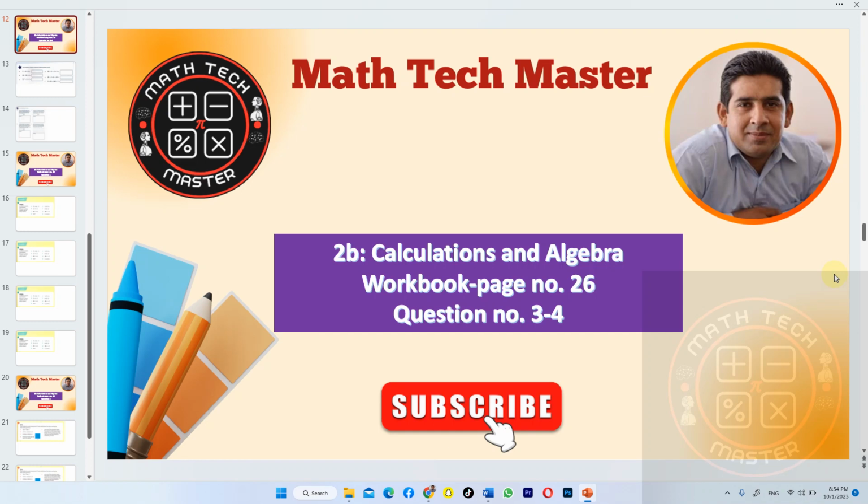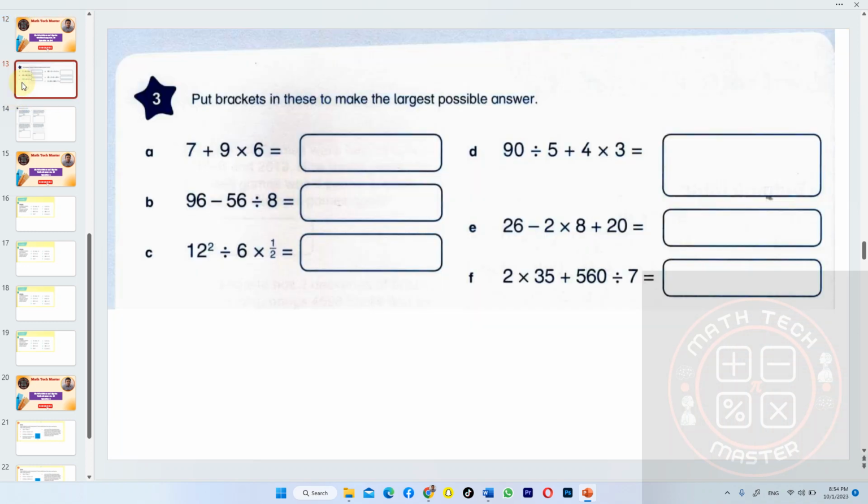And let's move to our next question, question number 3 of page number 26 of our book. Question number 3 says to put brackets in these to make the largest possible answer. We just have to put the brackets in these numbers to make the largest possible number.